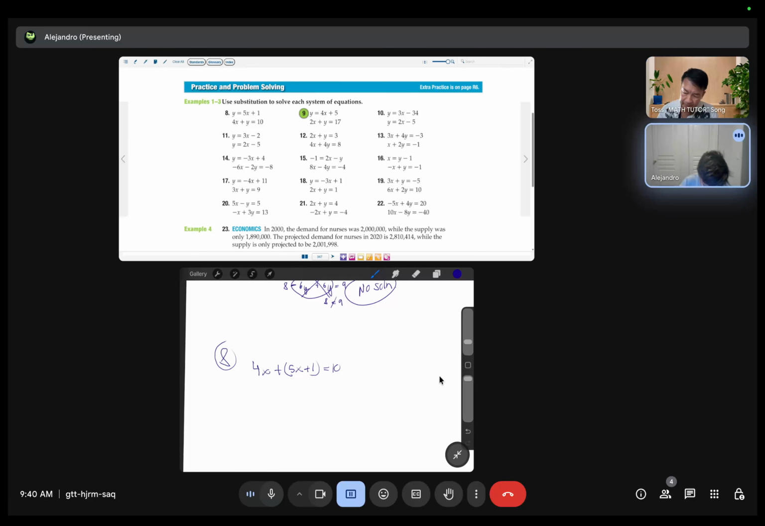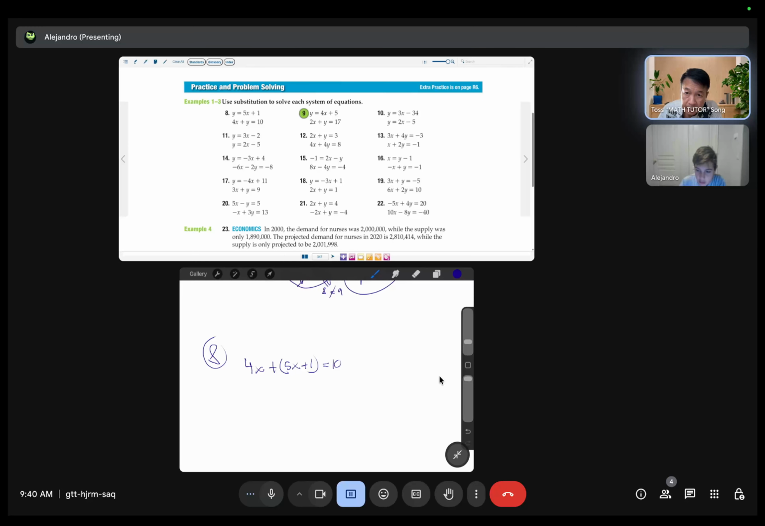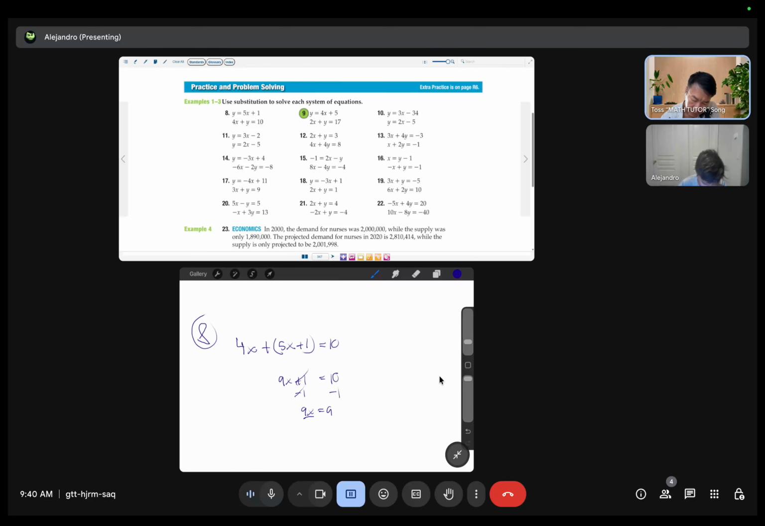Is that okay? Double check. Okay, then there's nothing in front of the parentheses. Therefore, you can ignore the parentheses and combine like terms. So therefore, it's 9x plus 1. Oops, I wrote 5. 9x plus 1 equals 10. Subtract both sides by 1. You're left with 9x equals 9. Therefore, divide both sides by 9. You get x equals 1. And stop right there.